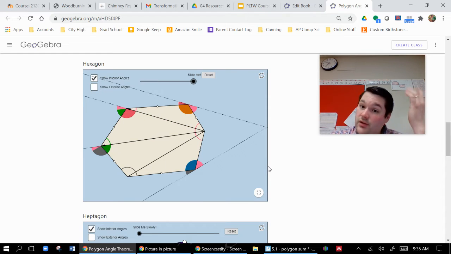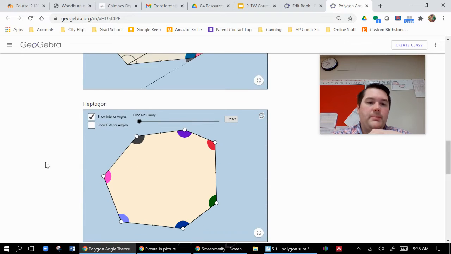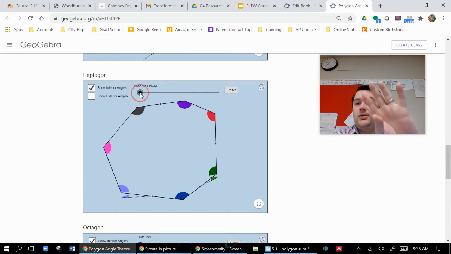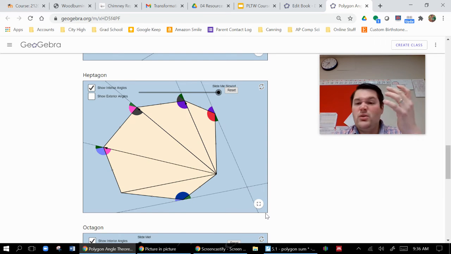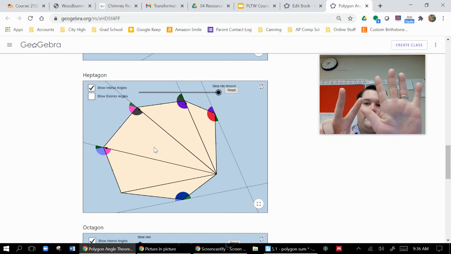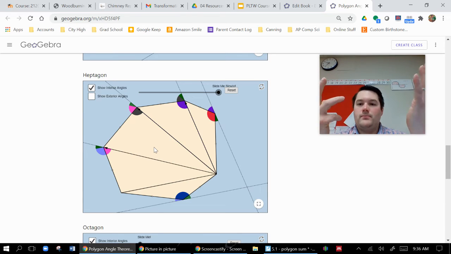4 times 180 degrees gives us our 720. A heptagon, a 7-sided shape, is going to have 5 triangles. So 1, 2, 3, 4, and 5. And so hopefully you're noticing a pattern here. However many sides there are in the shape, we're splitting it up into 2 less triangles. So a 7-sided shape has 5 triangles. Each of those 5 triangles is 180 degrees. There you go.